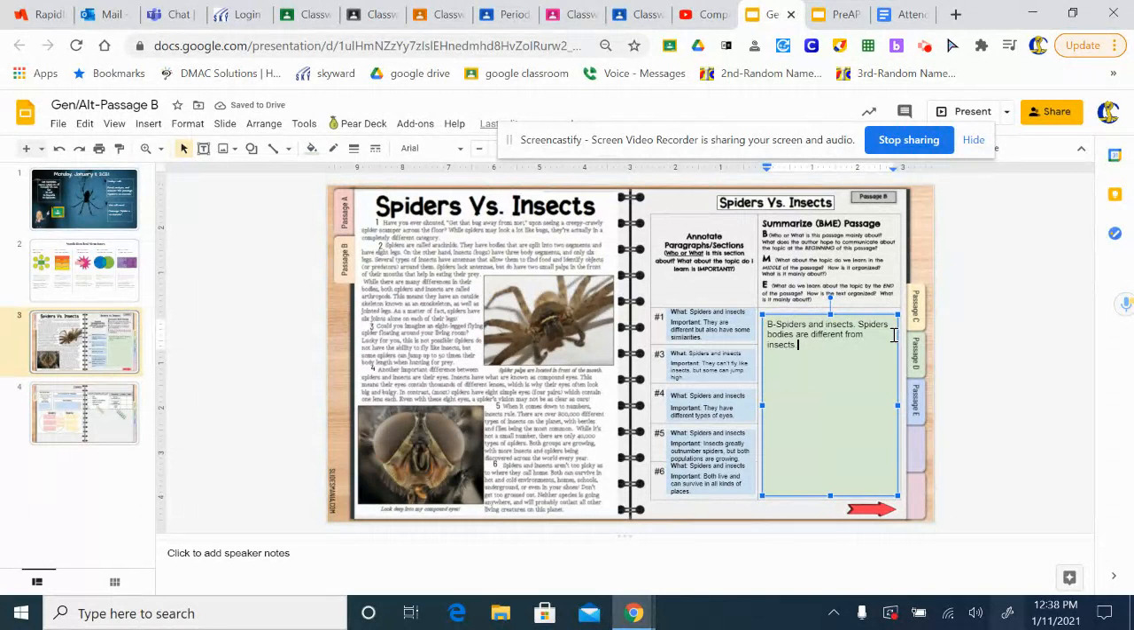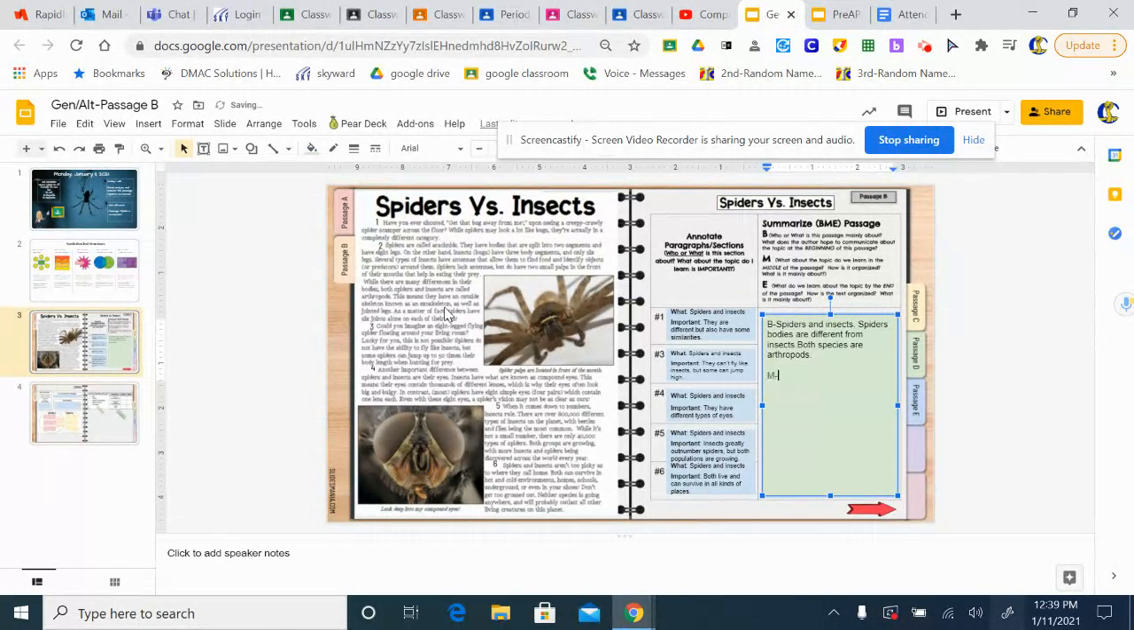And then they also talk about how they are both arthropods, okay? Both species are arthropods, which if you go back to the reading, arthropods means that they both have an outside skeleton, which is an exoskeleton, right? The hard shell is on the outside.